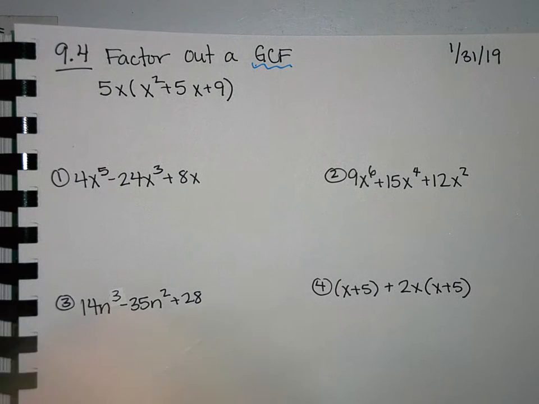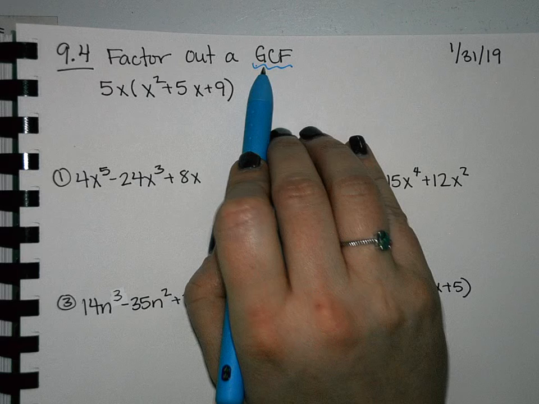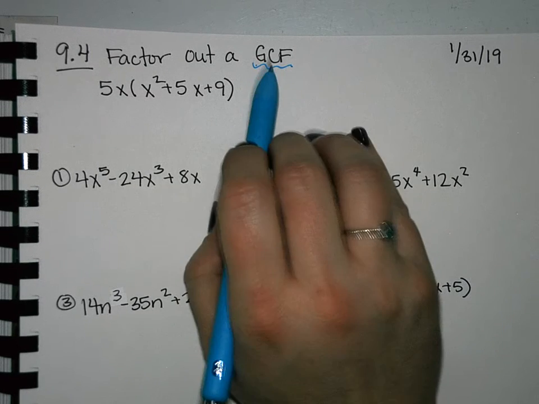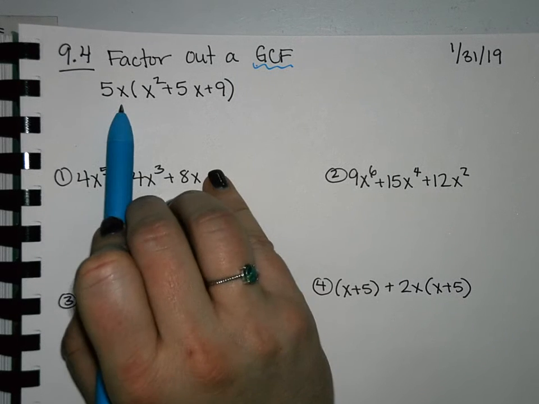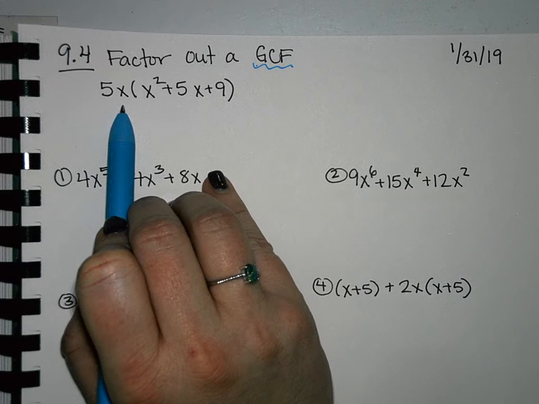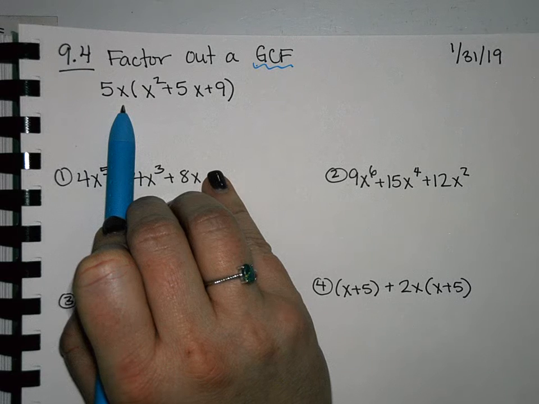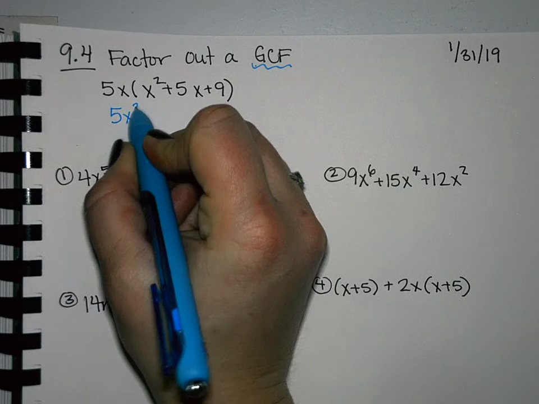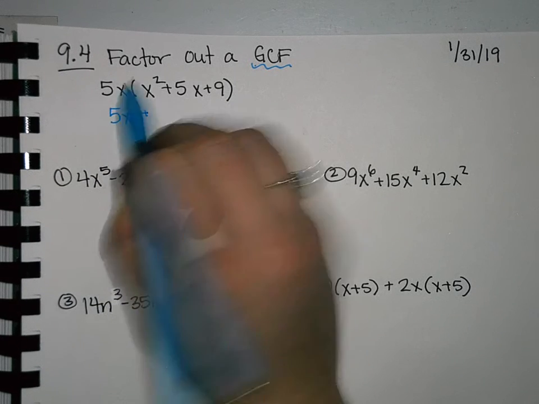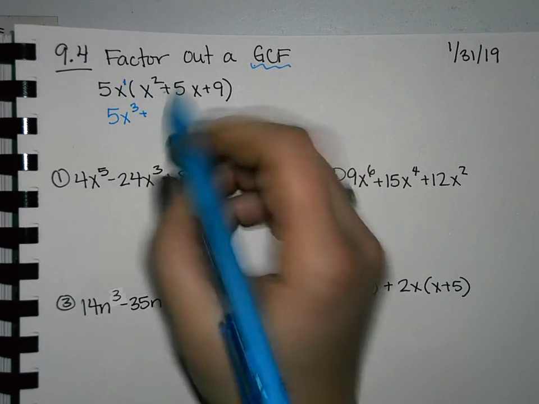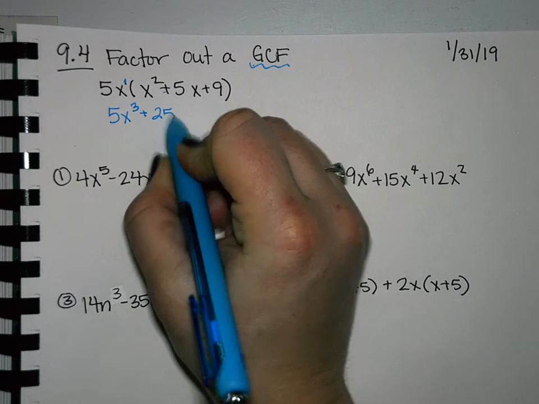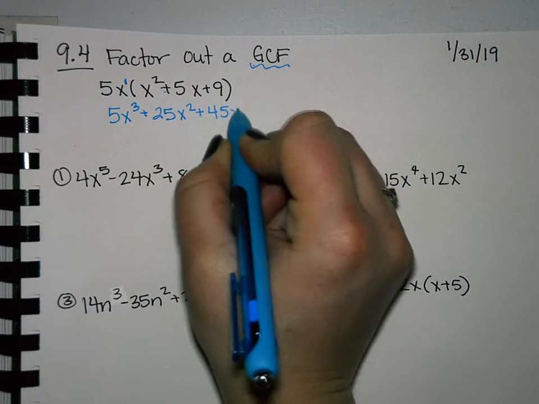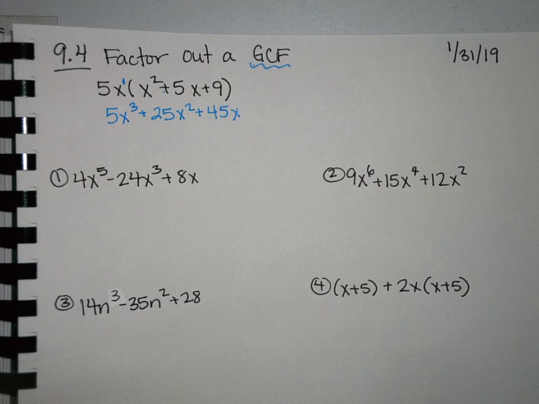Good. GCF is greatest common factor, so we're going to be factoring out the greatest common factor in a polynomial. But before we get to factoring it out, how would we simplify something like this? This is what we've been doing for the past couple days. Distribute the 5. And remember, we're adding exponents when we distribute. So 25x squared plus 45x. And that was our answer. Okay, that's what we've been doing the past 2 days.